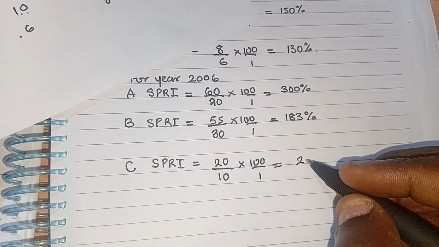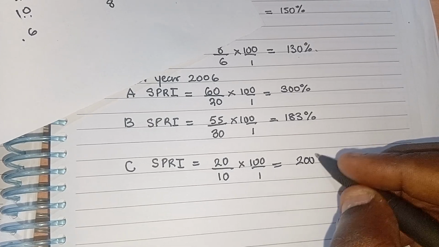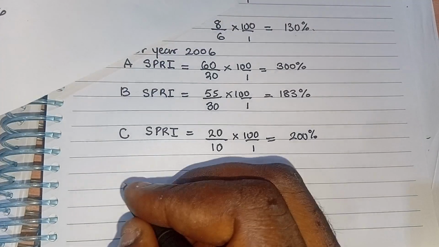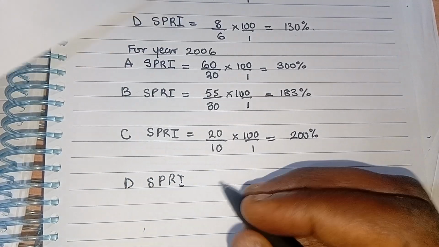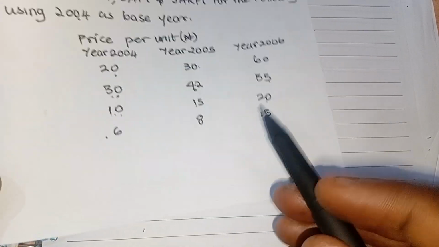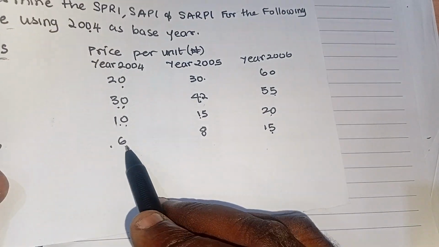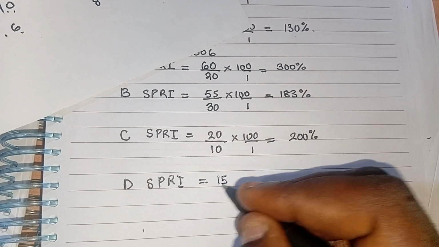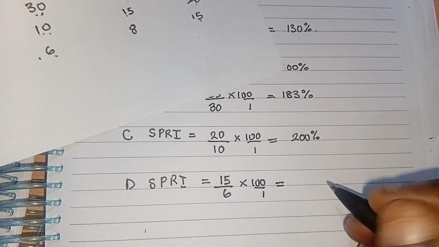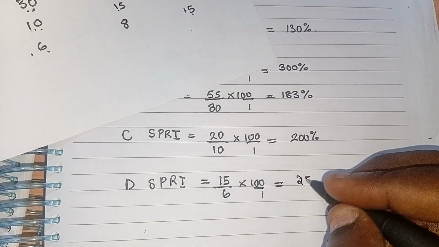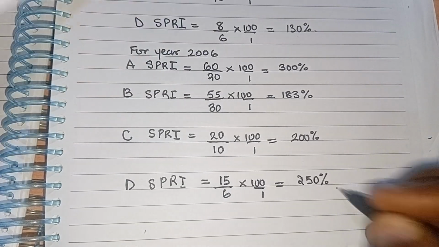And this will give you 200%. And lastly, DSPRI will be 15 divided by 6. That's 15 divided by 6 times 100 all over 1. And this is nothing but 250%.